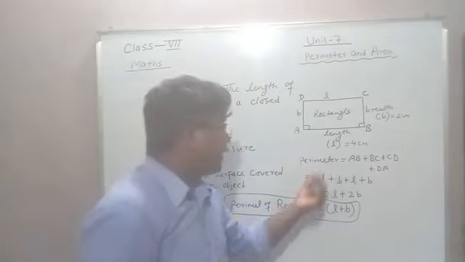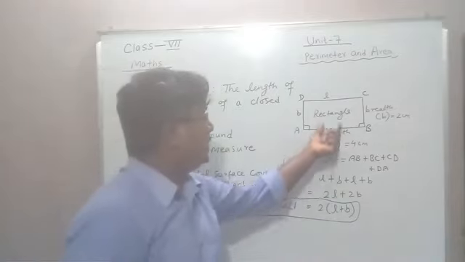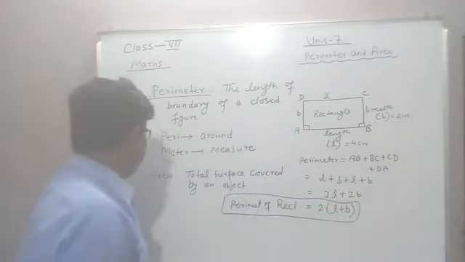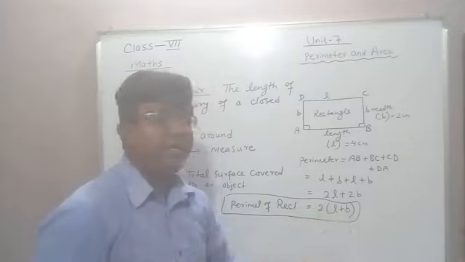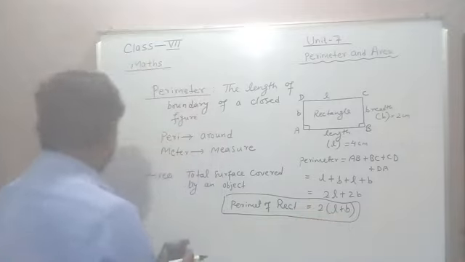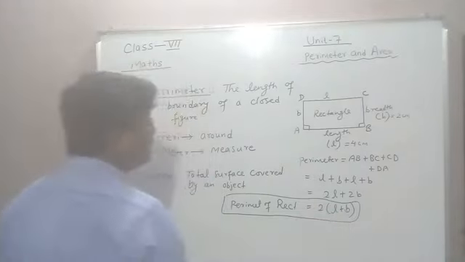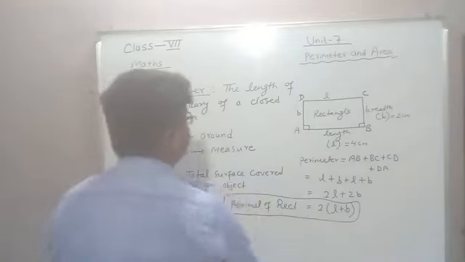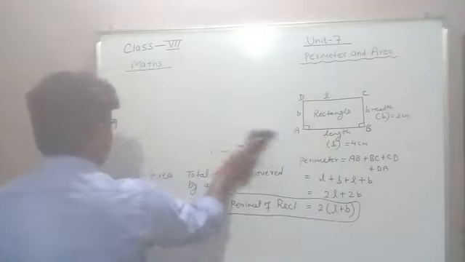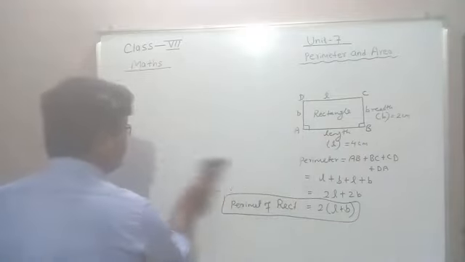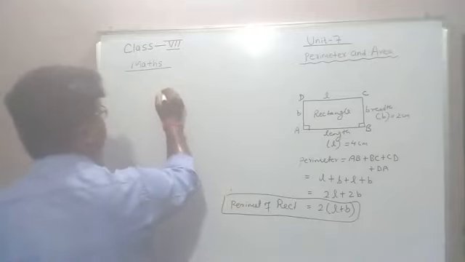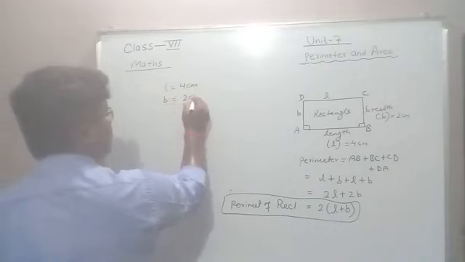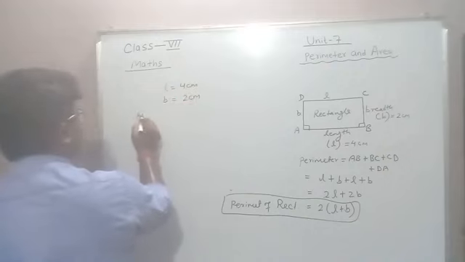Simply, perimeter means the sum of boundary lines. So there are 2 lengths and 2 breadths. If you add 2 lengths plus 2 breadths and take 2 common, you will get the formula 2 in bracket L plus B. Similarly, now if the length is 4 centimeter and breadth is 2 centimeter, then what is the perimeter of the rectangle?